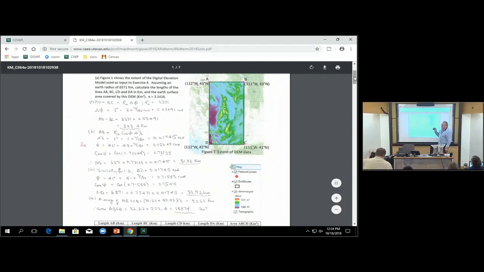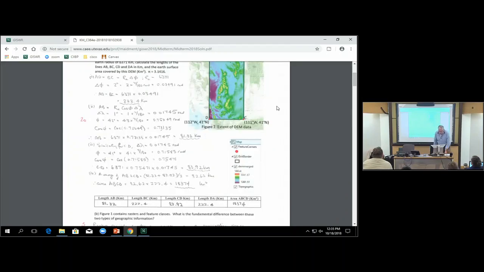What I did first was to calculate the lengths of the long sides, which are AD and BC, and that's just the radius times the change in latitude converted to radians, and it comes to 222.4 kilometres. I posted this solution on the class website so you can check it out yourself later if you want to.